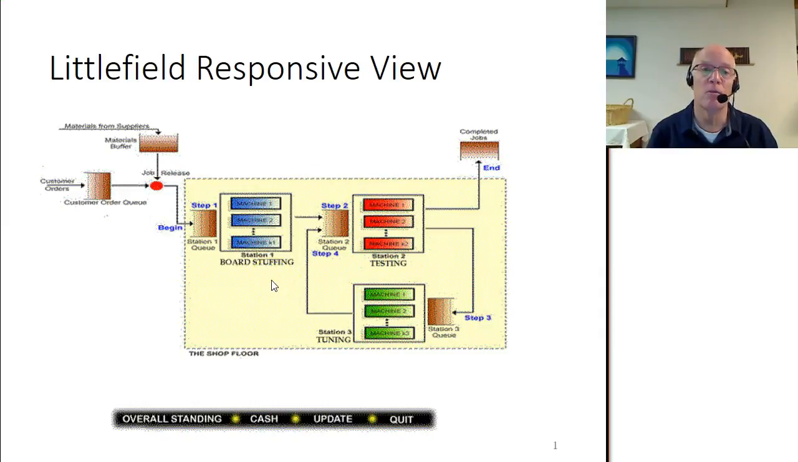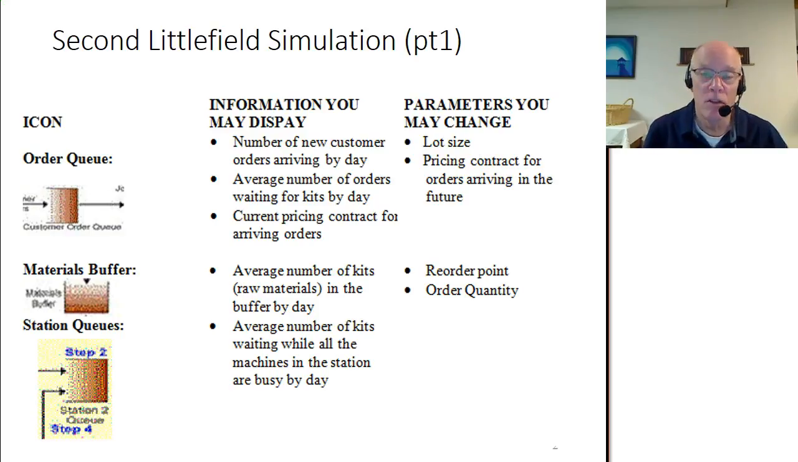Once you log in, you'll see the same environment. Your same ID and password will work. If you look at the picture, everything looks the same. You still have your customer orders on the left, your material from your suppliers, your three different queues in front of your stations, and then your completed jobs. Now, what's different? Well, let's talk about this.